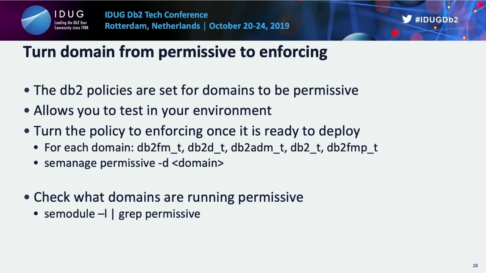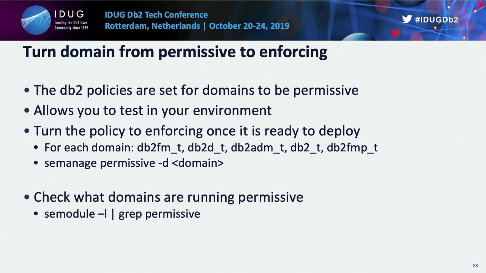Then when you're satisfied, there's a way here of removing that permissive attribute from the policy. Okay, so you would say semanage permissive -d on the domains listed there, to remove that permissiveness. You could go back to the actual policy file and remove the line permissive from it and then recompile, and it would accomplish the same thing. But you can also just run this tool. Okay, and then there's a way of double-checking which domains are running permissive if you want to validate yourself that it's gone.